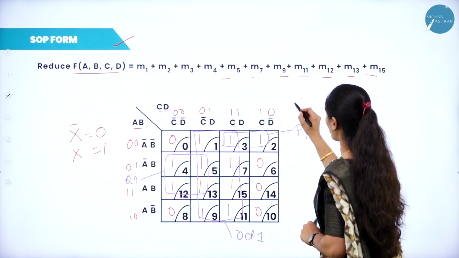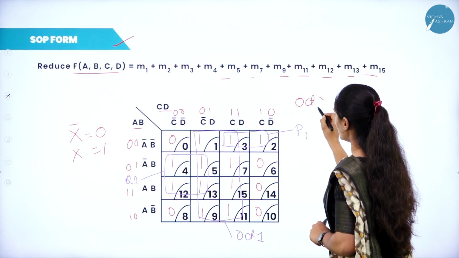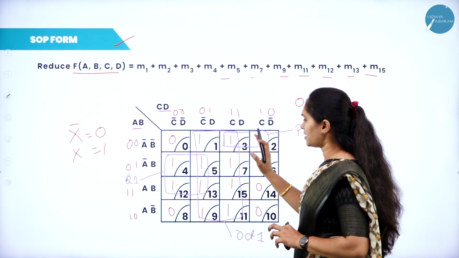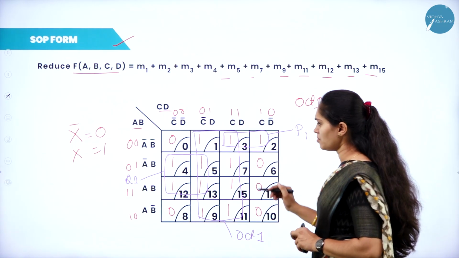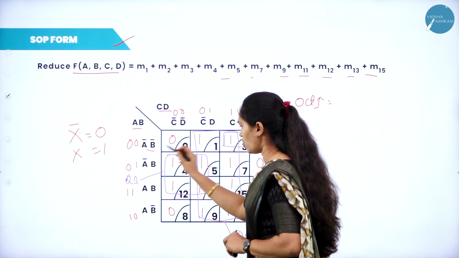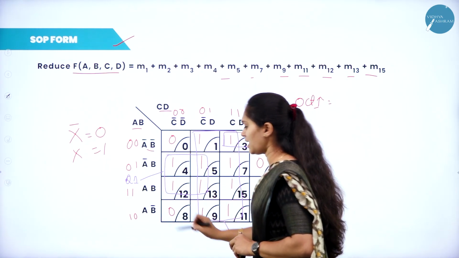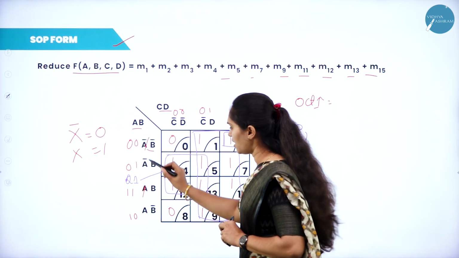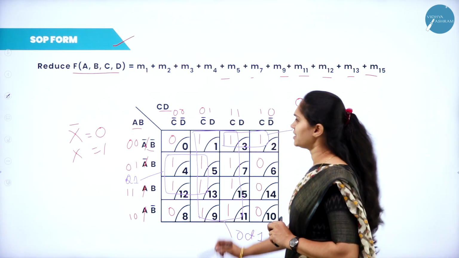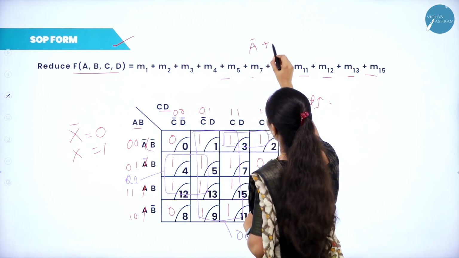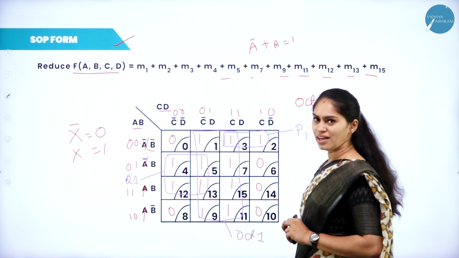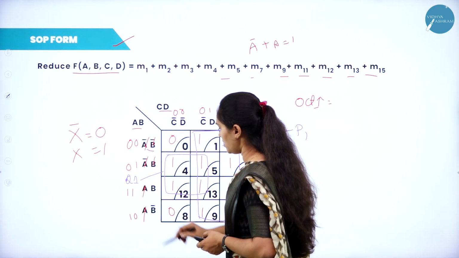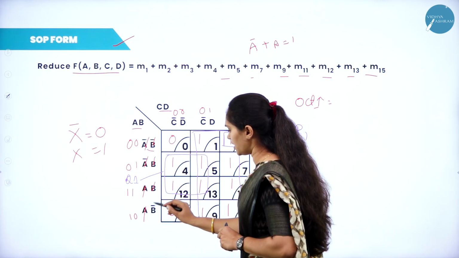Let me go with this octet first, octet 1. If I want to take the octet, which rows and columns does it include? It includes the A bar B bar row, A bar B, AB and AB bar. You can see that A bar and A are going to be cancelled. Again A bar and A are cancelled. That means A bar plus A is always equal to 1, so I can't consider that as a common variable. B is nullified with B, and again like this.